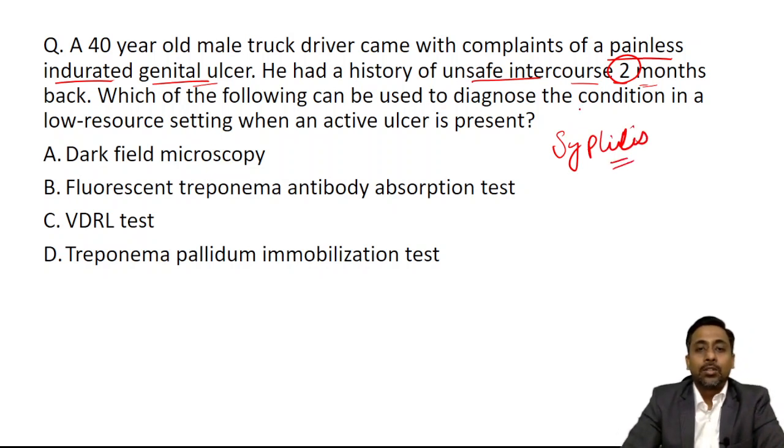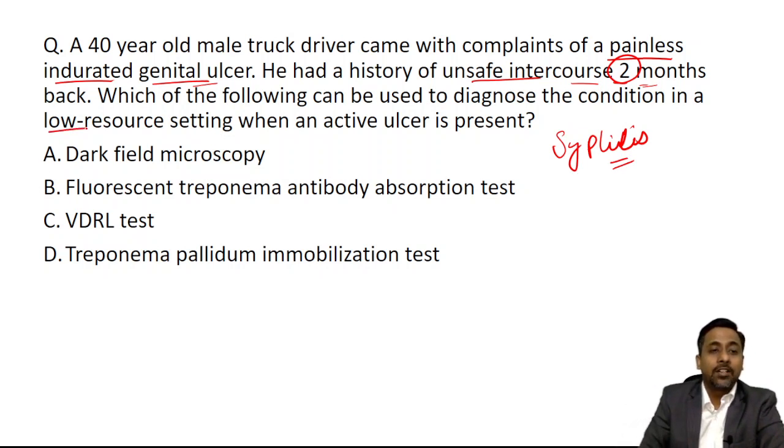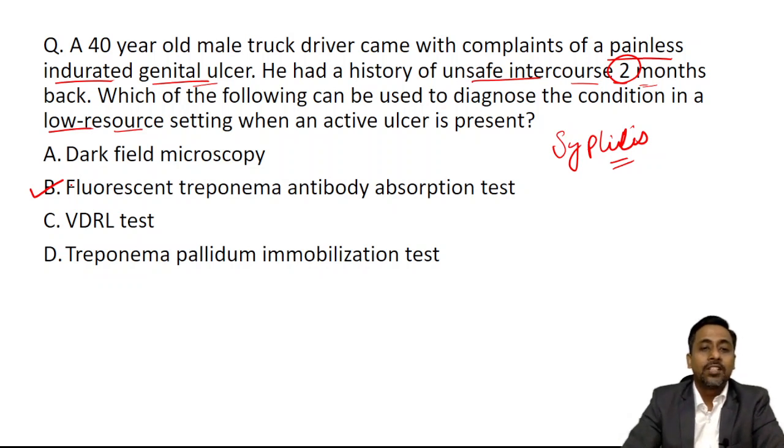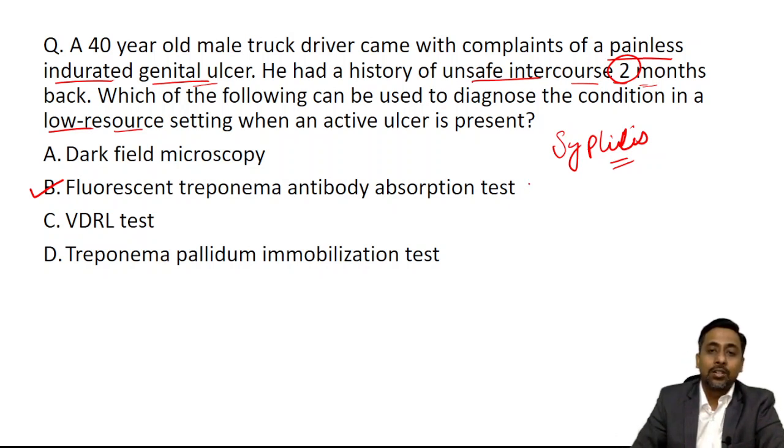Okay, so what could be the method of choice for diagnosis? They have asked especially for a low resource setting. Obviously, if low resource setting was not mentioned, then the answer should be the fluorescent treponemal antibody absorption test. But as they have mentioned low resource settings, this test cannot be performed in a low resource setting, so this is out. The Treponema pallidum immobilization test, though it is very specific, has the disadvantage that it is very hazardous, so obviously it cannot be performed in a low resource setting, so this is also out.